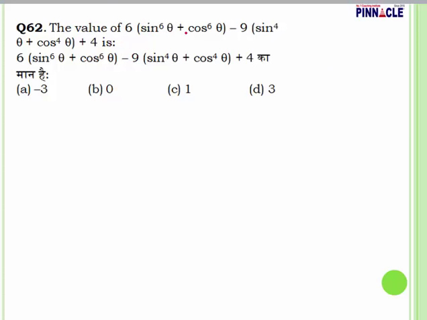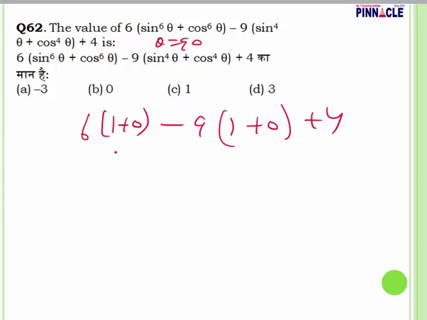The value of 6 (sin^6 theta plus cos^6 theta) minus 9 (sin^4 theta plus cos^4 theta) plus 4 is equal to how much? You can put here the value, let's say theta is equal to 90 degree, then sin would be equal to 1, and cos 90 would be equal to 0. So 6 (1 plus 0) minus 9 (1 plus 0) plus 4, this should be equal to 6 minus 9 plus 4, 6 plus 4, 10 minus 9, that is 1. C should be the answer.